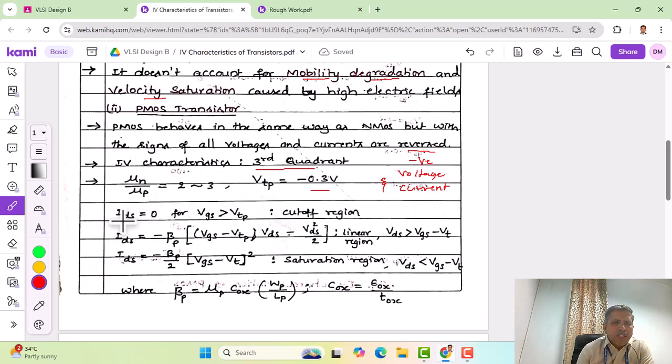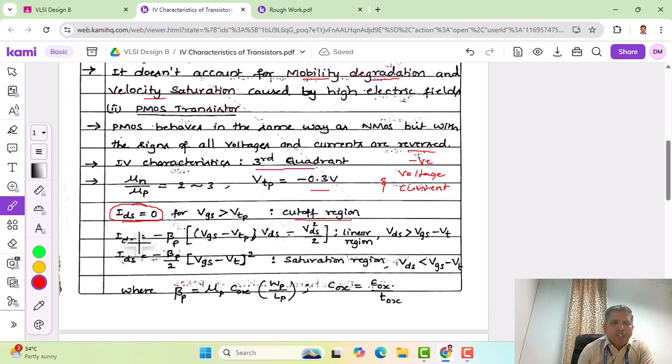The drain to source current is 0 for gate to source voltage greater than the threshold voltage. The P channel device operates for a negative threshold voltage, but if we increase the gate to source voltage above the threshold voltage, the device goes to the cutoff region. So this is the current in the cutoff region. Drain to source current remains 0 in the cutoff region, similar to the NMOS device. Let us see the current in the linear and the saturation region.